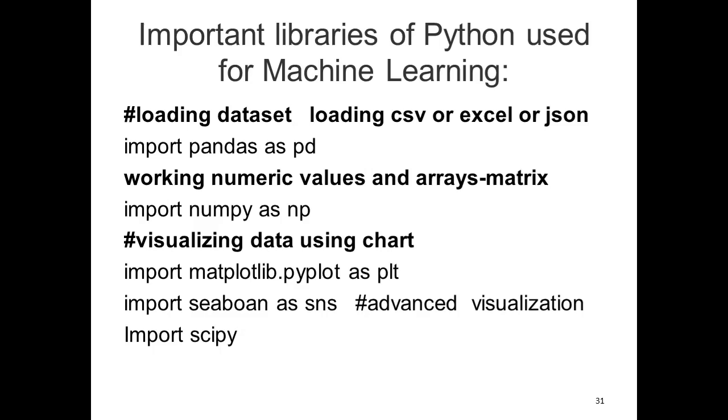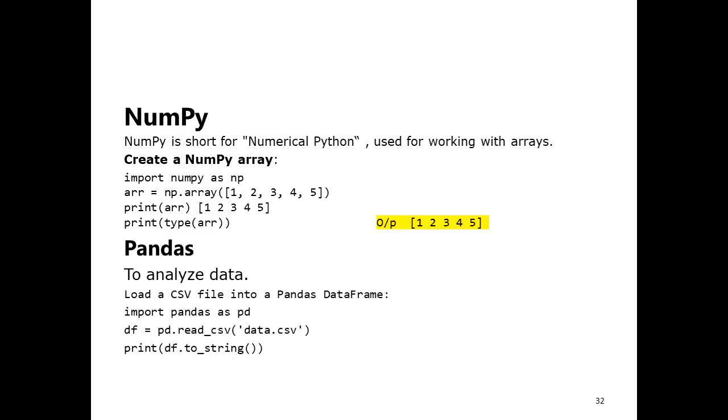And if you want to work with arrays or some numeric data, then you should use the package called NumPy. What is the short name of pandas? PD. You can use any variable name for the packages, so for easy understanding and convenient use, you can use pd, np, whatever. NumPy is the short name for Numeric Python, used for working with arrays.